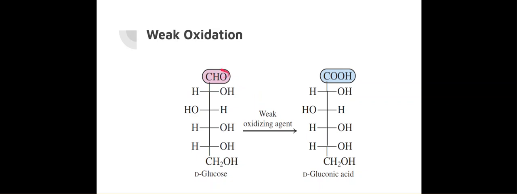So a weak oxidizing agent will favor this carbonyl group up here. Remember, this is C double bond O with an H also attached to that carbon. So a weak oxidizing agent will preferentially go after that aldehyde. But if you have a strong oxidizing agent, it will attack both the aldehyde and the alcohol at either end.